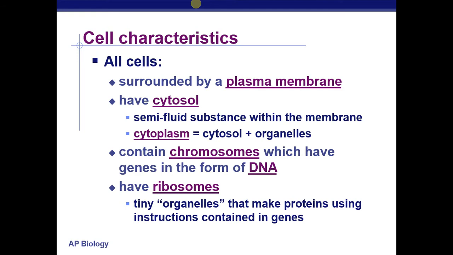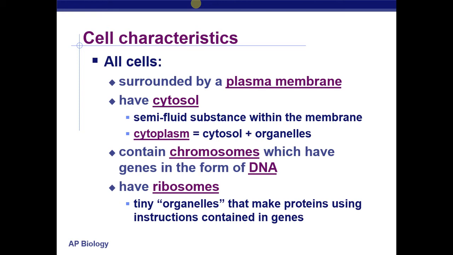Now, some characteristics of all cells. It doesn't matter what type of cell they are, all cells have these same characteristics. All cells are surrounded by a plasma membrane, and we'll talk more about the plasma membrane, specifically its structure and function, in a different video. All of them are filled with cytosol, which is a fluid, jelly-type substance inside that the different parts of the cell float around in.